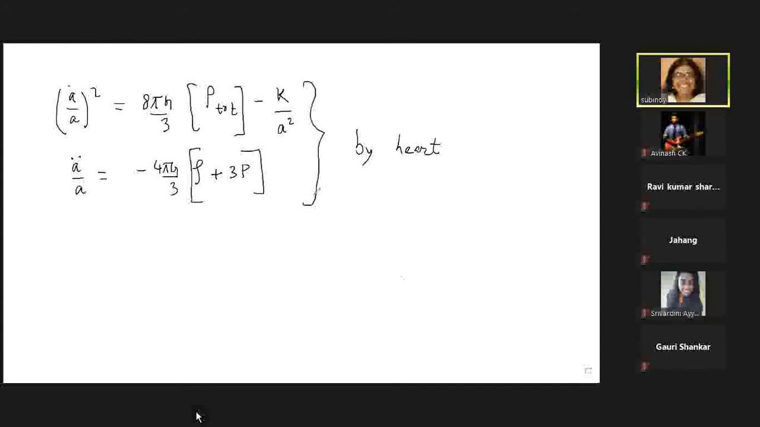So now, for most of the cases, later I will prove that K equals 0 from observations, not from theory. Theory allows K, but from CMB observations, later I will talk about it. K is not exactly equal to 0, but actually very close to 0. Okay, let me write it nicely.